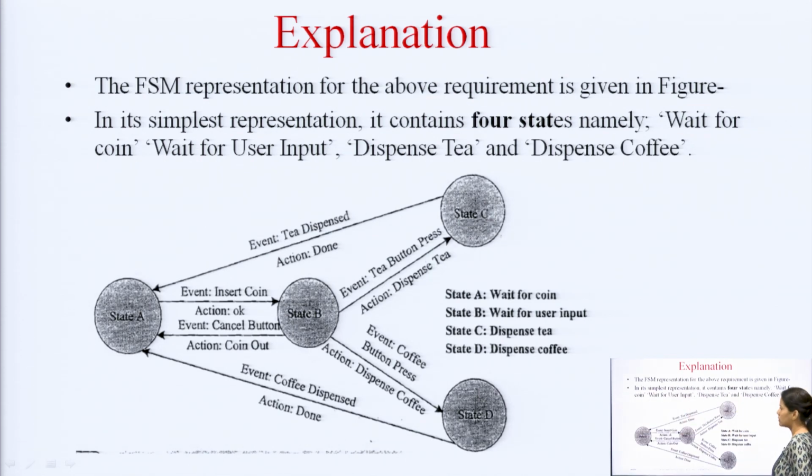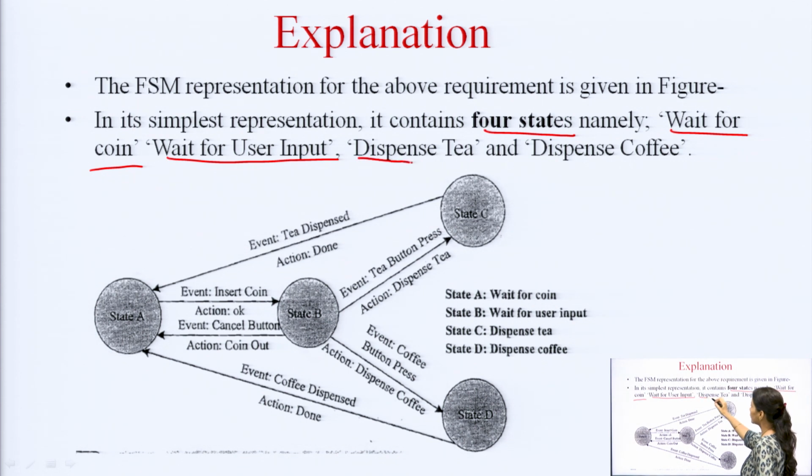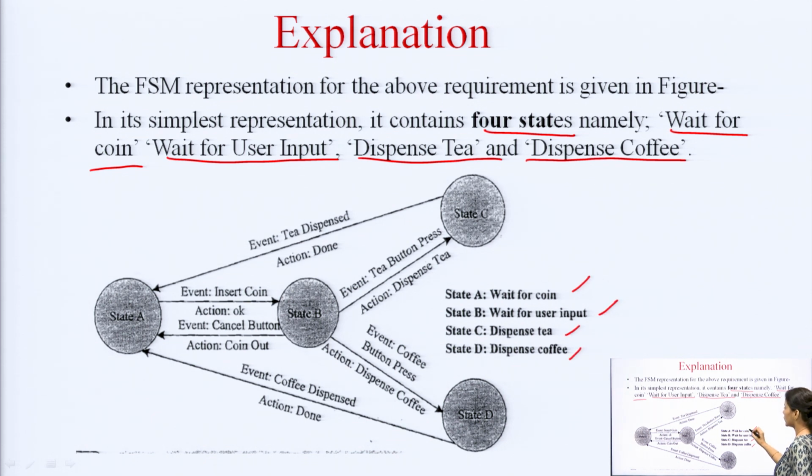The various states are, there are 4 states. One waits for the coin. After the insertion of the coin, the machine will wait for the user input, whether he or she wants tea or coffee. Another state will dispense the tea, and another will dispense the coffee. So, there are 4 states. State A is wait for the coin, state B is wait for user input, state C is dispense tea, and state D is dispense coffee. Again, we will look at the transitions between those states.